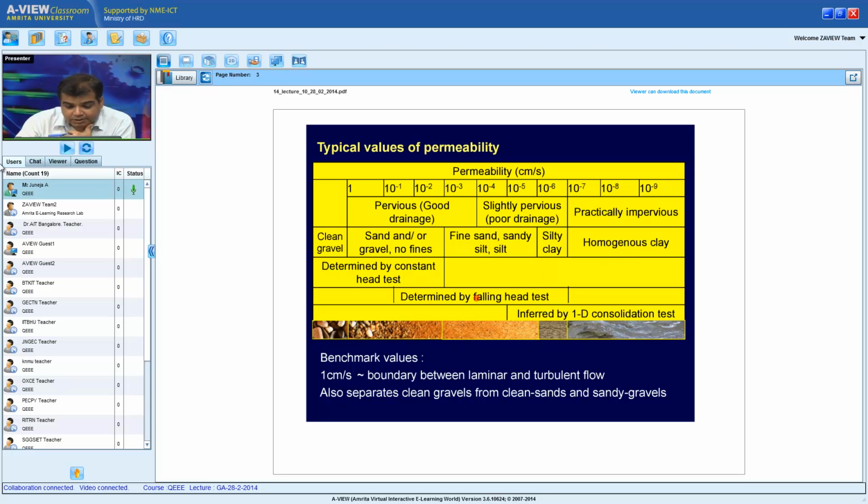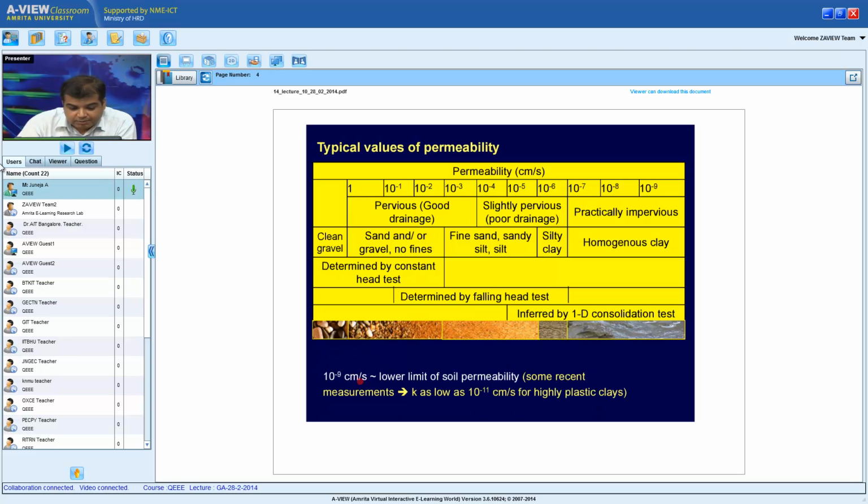What I would like to draw your attention to is the bottom two lines. The figure, which is 1 centimeter per second, is an important number to remember, which is a boundary between laminar and turbulent flow. In other words, as long as your permeability is less than 1 centimeter per second, you can use Darcy's law. So the equations which we have used in the last class are very much applicable.